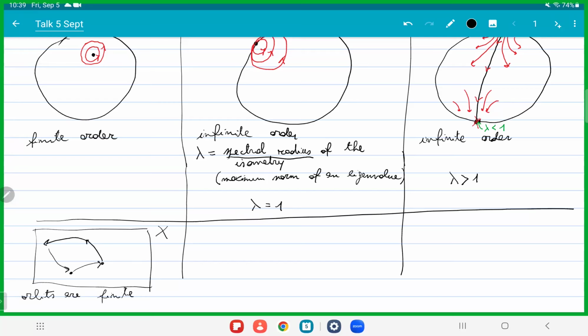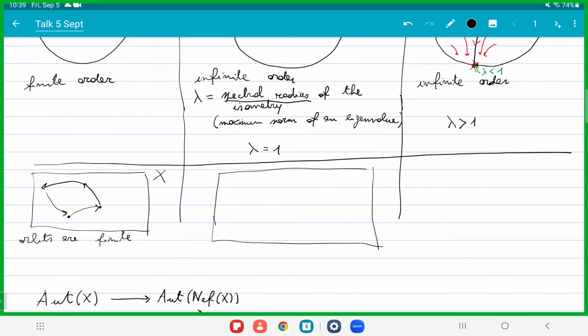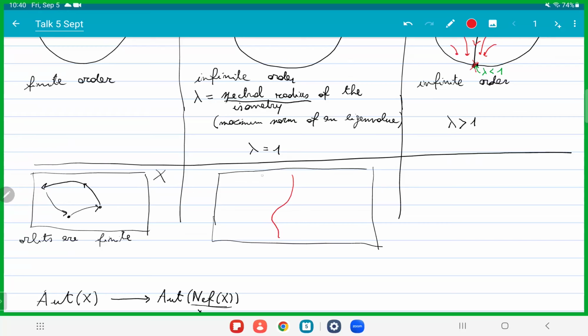Then we have the second case, in which we have a parabolic element. So let's remember what this means. This means that there's a unique vector on the boundary that is fixed. But now, vectors on the boundary are isotropic. They have norm 0. And they are Neff because we're looking just at automorphisms that preserve the Neff cone. So this means that on the boundary, we're fixing an F isotropic and primitive vector. So we're preserving an elliptic fibration. So in this case, the K3 has an elliptic fibration.